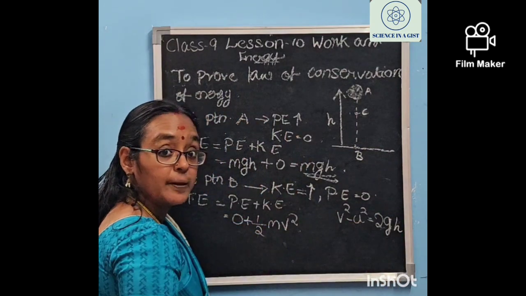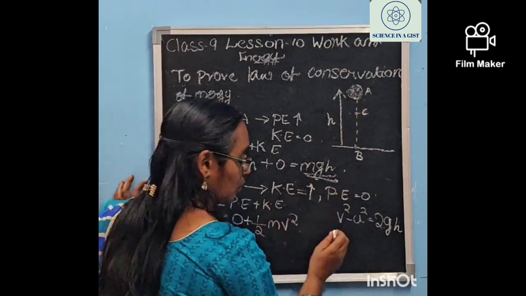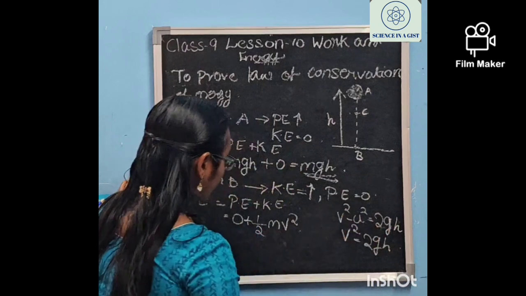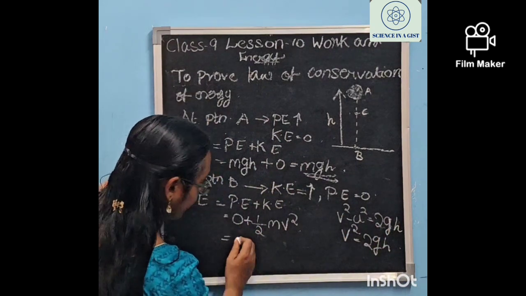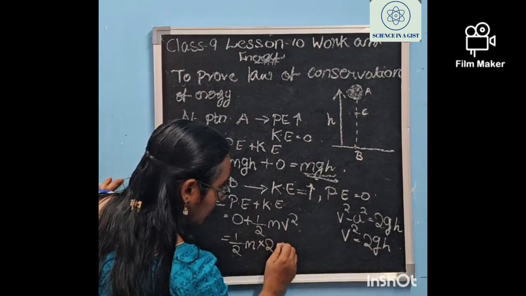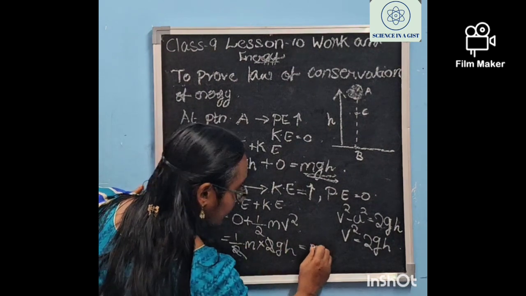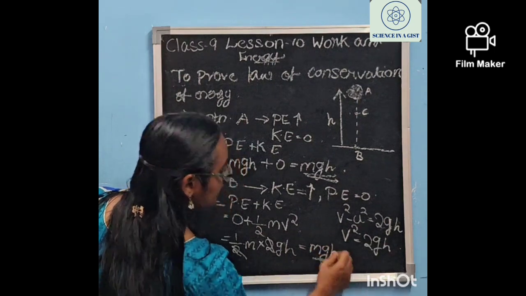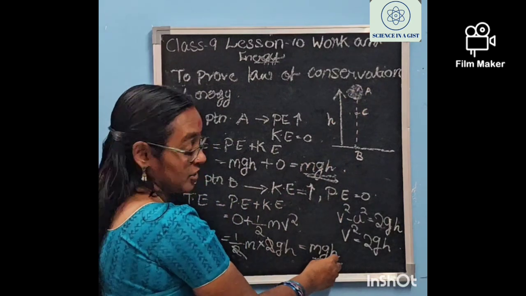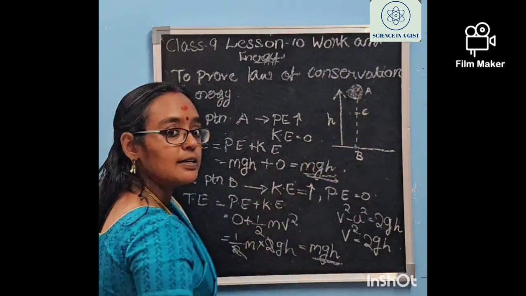What is u over here? The object is initially at rest, so u will be 0. So we can say v square is equal to 2gh. Can we apply it over here? Yes. So it will be half m into 2gh, and the 2 gets cancelled and the value will be mgh. Here it is mgh at A, and at B it is again mgh. So what we understood is that the total energy of the object at the 2 points is the same.